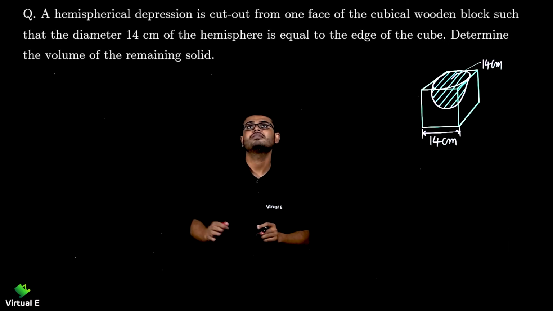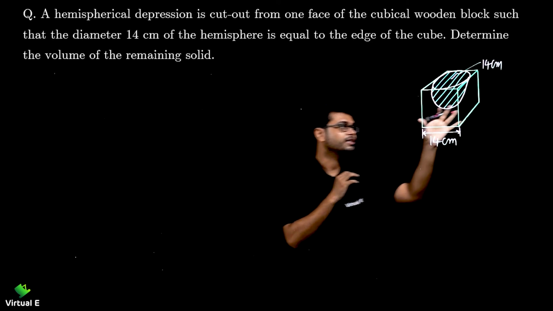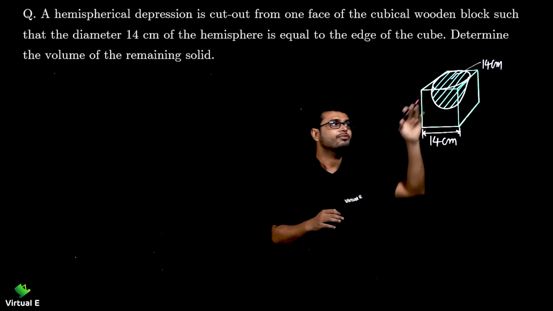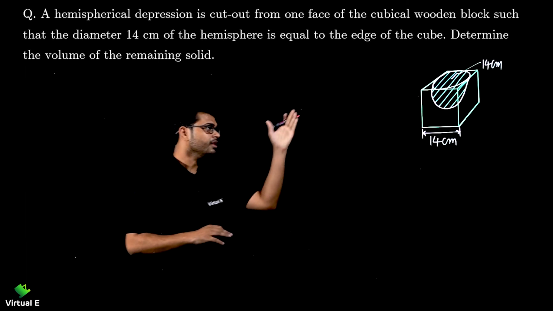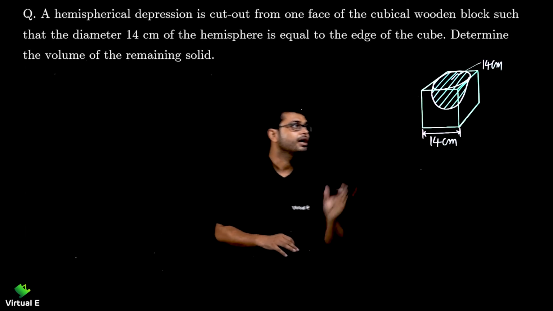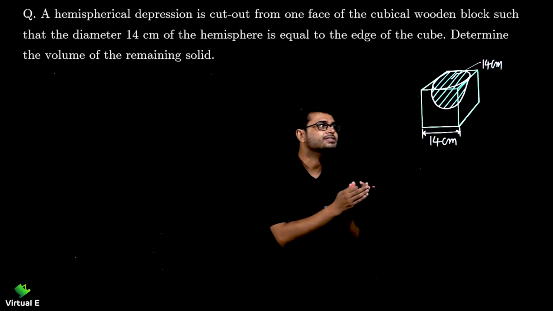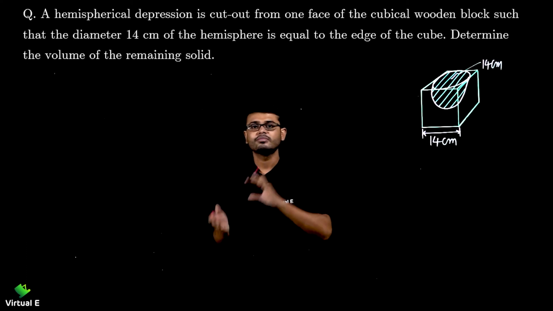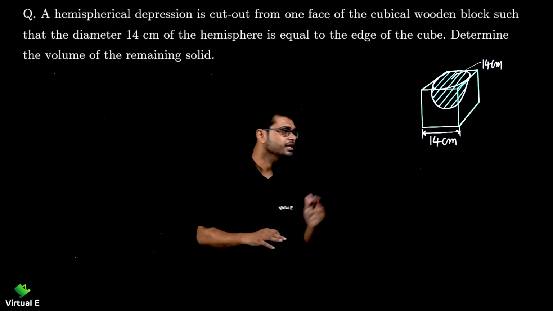We need to find the volume of this remaining solid. We remove this hemisphere from this cube, so what's left? That volume we need to find. This is very simple. You find the volume of the cube, then you find the volume of the hemisphere, and you subtract it. Very simple, not very complicated like surface area, where you remove the surface area of the hemisphere and the surface of this circle as well. This is very simple. Let's start with the cube first.